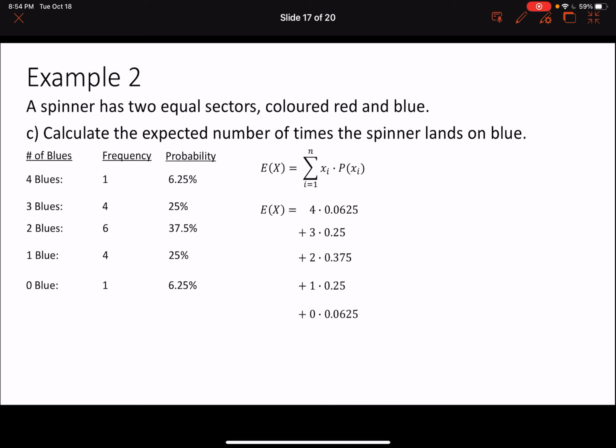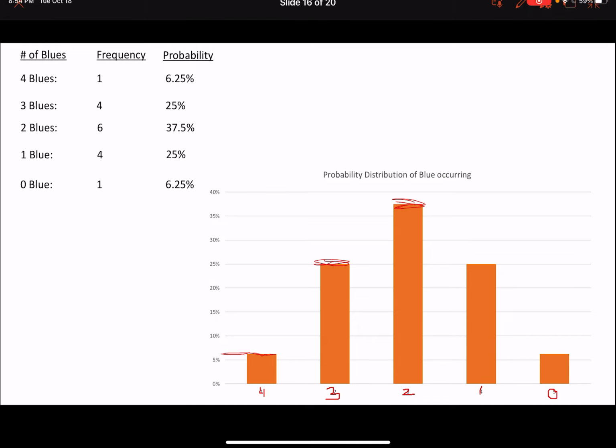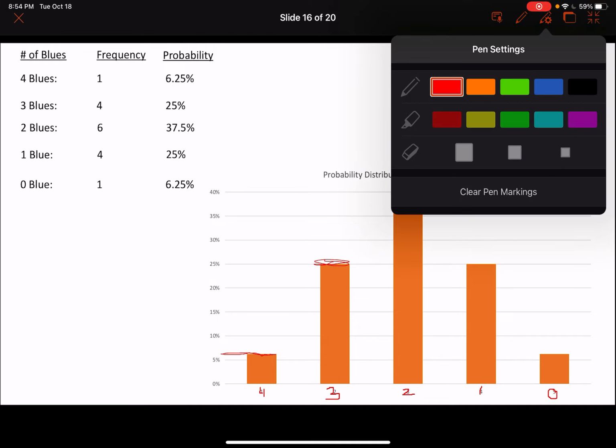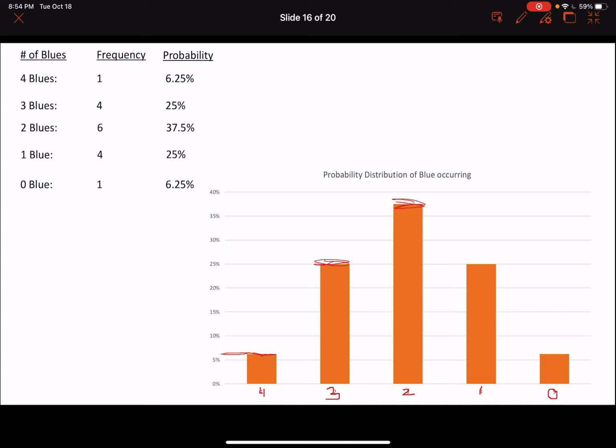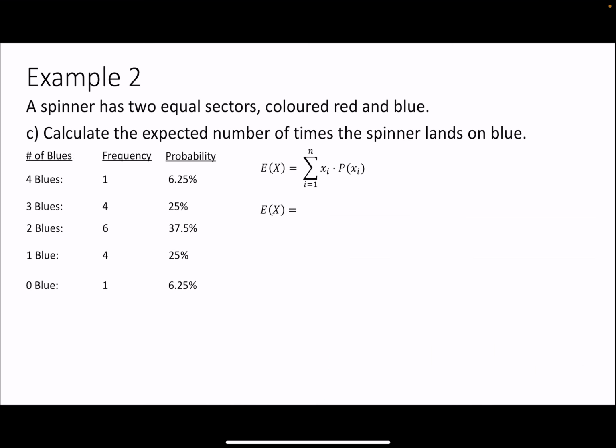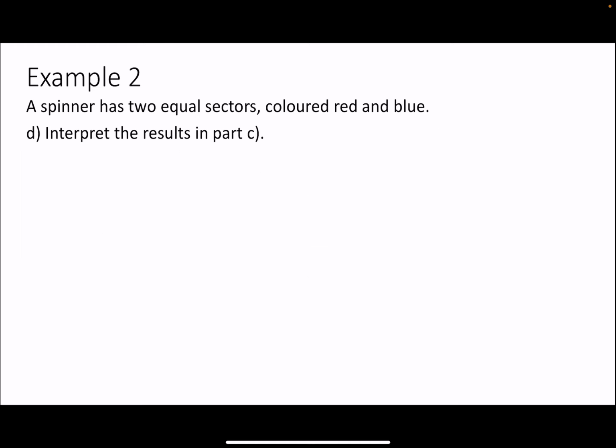Now, take a look at our graph again. We're going to take a look at this graph right here. And if you think about it, if these two are equal, if I was to draw a line in the middle, it's almost like the average of the probability distribution is right here in the middle, and that would be the expected value. Okay, so I'm just going to move on to the next part.